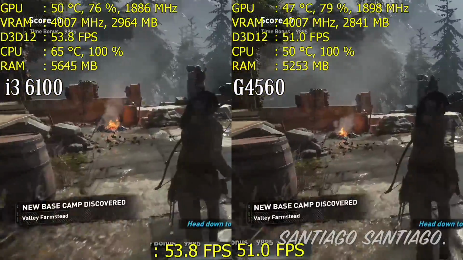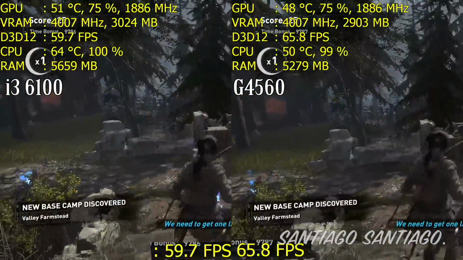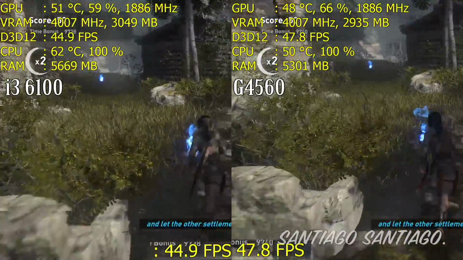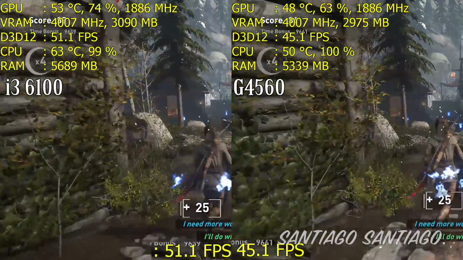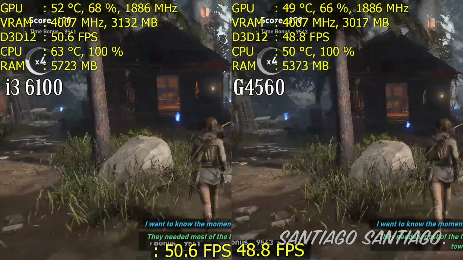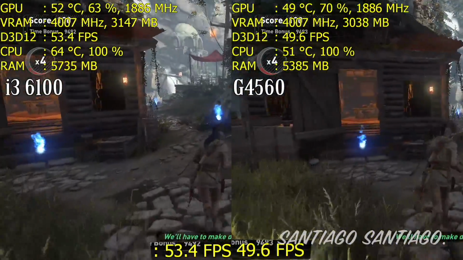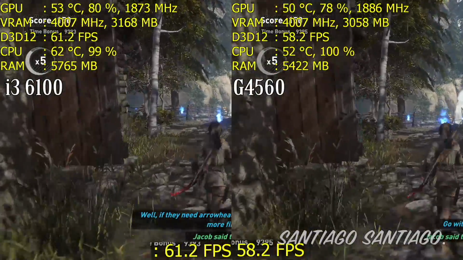You, head down to the old radio. Get the generator working. We need to get one last transmission out. And let the other settlements know what's coming. I'll do what I can. You two. I need more wood for the fire. They needed most of the lumber to repair the guard towers. We'll have to make do with what we have.